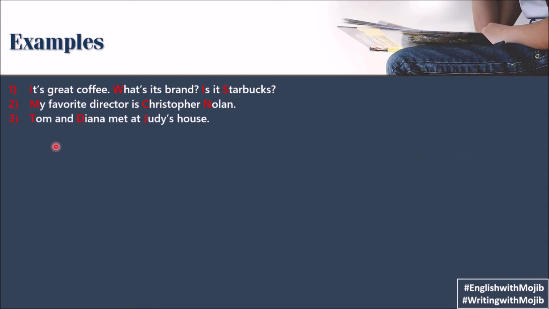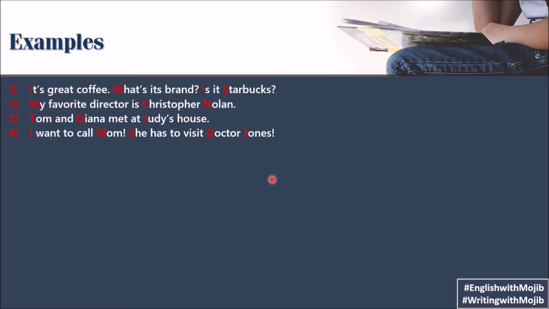Number 3. Tom and Diana met at Judy's house. T, D, and J are the first letters of proper nouns, so they should be capital. And T is the first letter of the first word of a sentence. It should be capitalized again. I mean, it has 2 reasons to be capital.